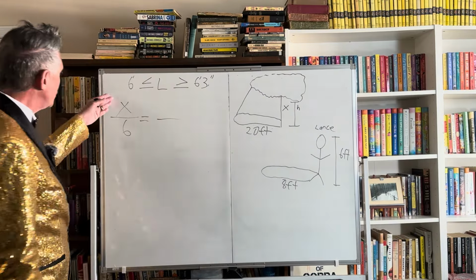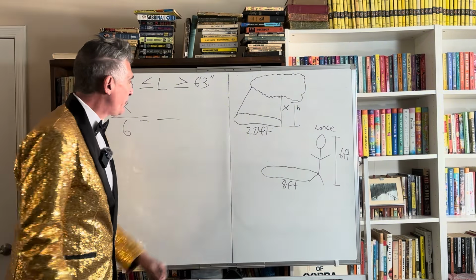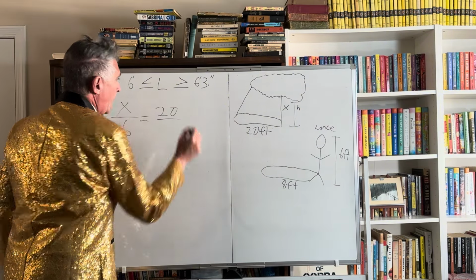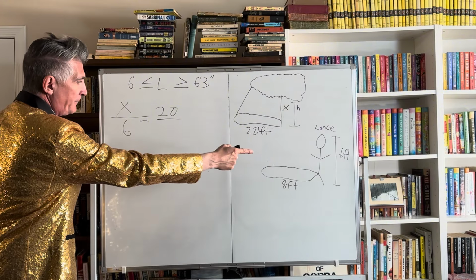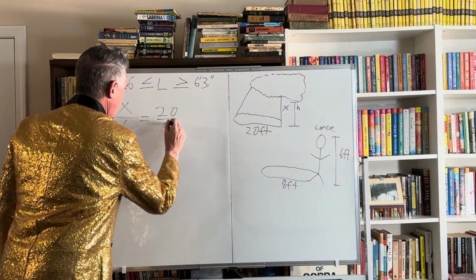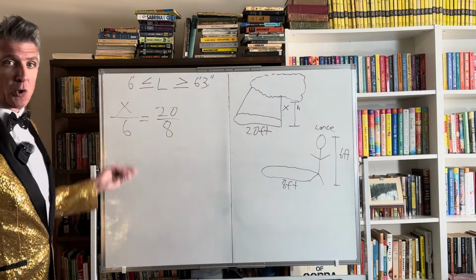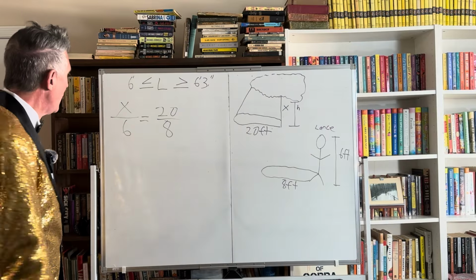And I put the tree value on top, which is X. That's what we're solving for. So I'm going to put the 20-foot shadow of the tree on top as well. Well, what's going to go on the bottom? What's going to be Lance's 8-foot shadow, isn't it? All right. Well, a little cross multiplication, a little division, and what? Yep, we'll be home free.